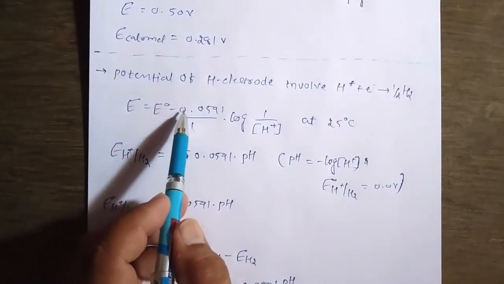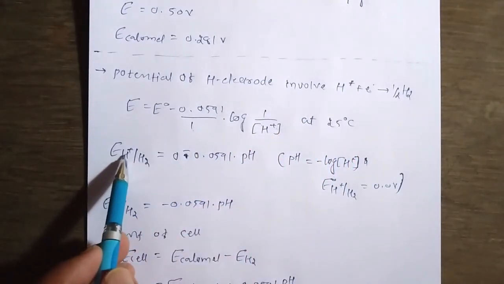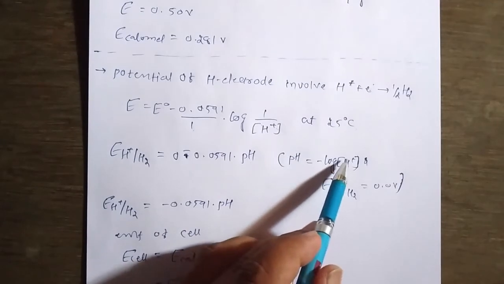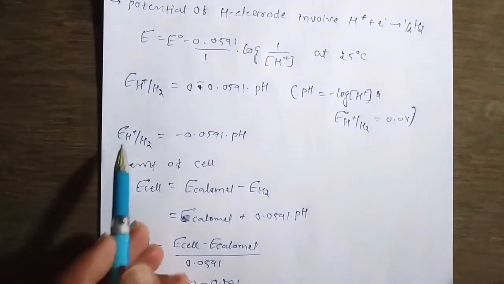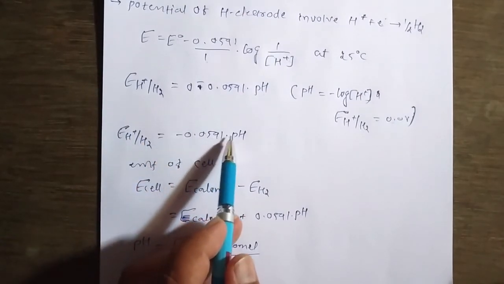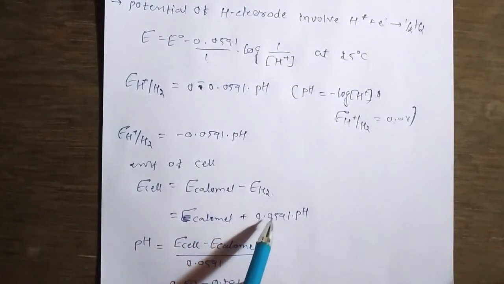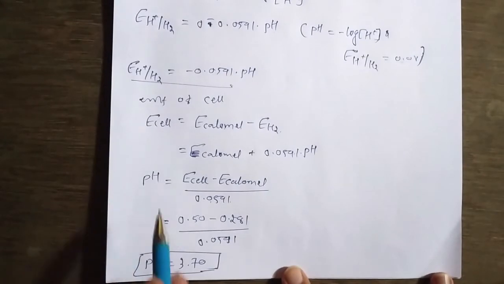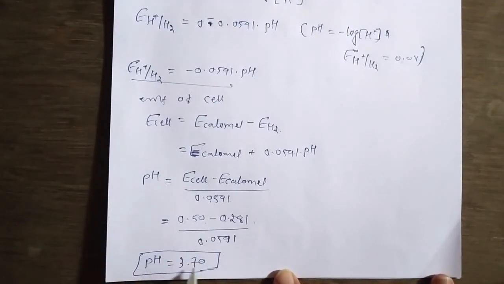So E is equal to E0 minus 0.0591 upon 1 into log 1 upon H plus at 25 degrees Celsius. And E of H plus upon H2 is equal to 0 minus 0.0591 into pH, since pH is equal to minus log concentration of H plus, and E0 of H plus upon H2 is equal to 0 volt. Then E of H plus upon H2 is equal to minus 0.0591 into pH. And the EMF of the cell, E cell, is equal to E calomel minus E H2 gas, so E calomel plus 0.0591 into pH. From this equation, pH is equal to (E cell minus E calomel) upon 0.0591. Now put the values of E cell and E calomel: (0.50 minus 0.281) divided by 0.0591, that is pH is equal to 3.70.